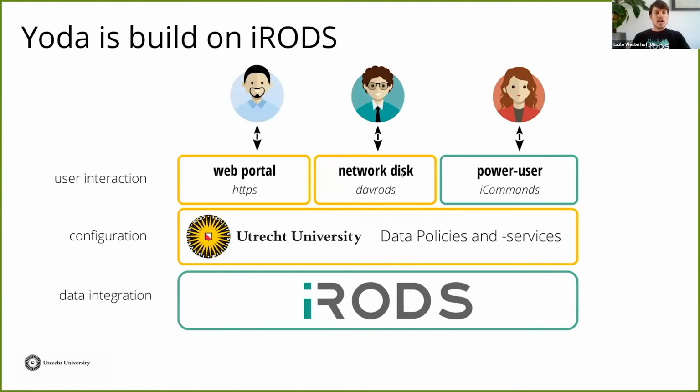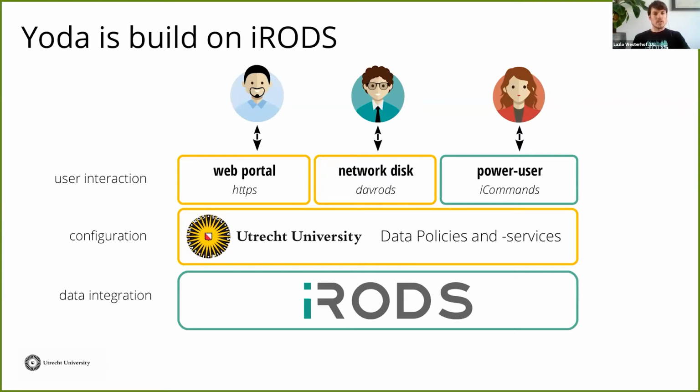So Yoda is built on iRODS. It deploys iRODS as its core component, customized with rules and microservices. And over the last couple of years, Yoda has grown into a very large system. It became a full-blown research data management system, with all the research data management functions built on top of iRODS, provided by several rules and services plugged in. So you can see iRODS with their data policies and data services on top, and consider the data integration and the configuration layer as the backend of Yoda.